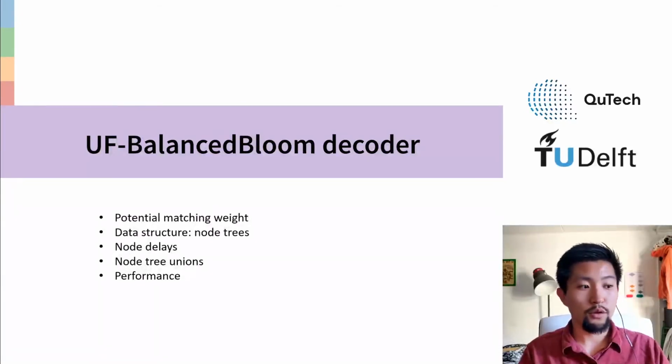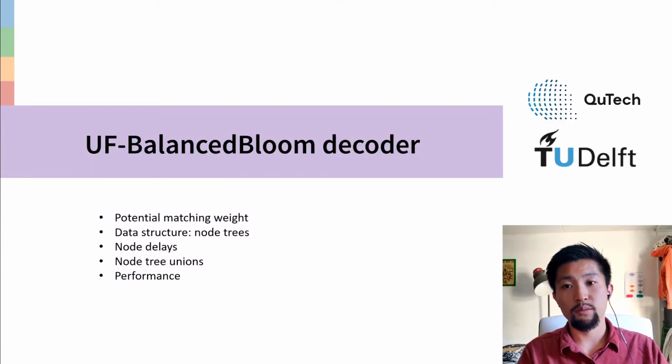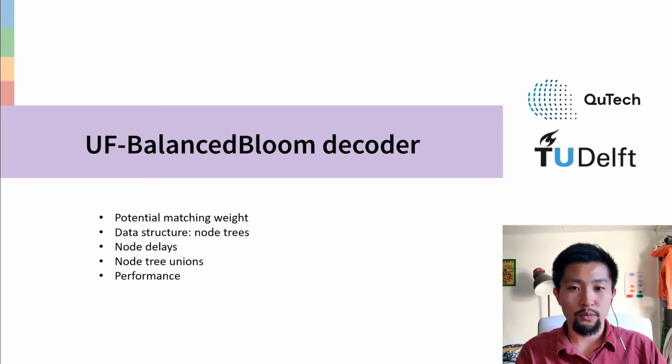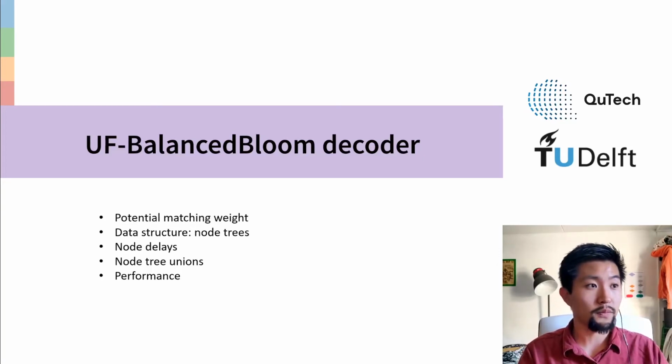In this chapter, we'll be introducing a new parameter called the potential matching weight. We'll be utilizing a new data structure called the node tree data structure. We'll cover the calculations that we'll perform on this new data structure, and again we'll go through the performance of the decoder, especially combined with the unifying decoder and the minimum weight perfect matching decoder.